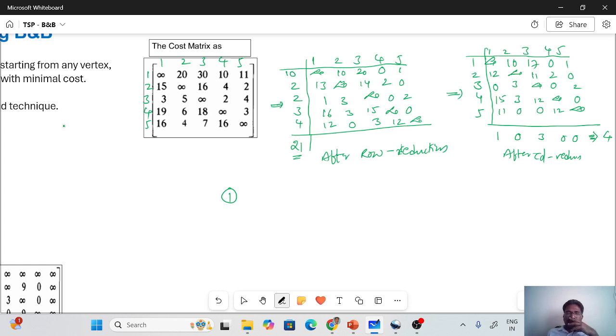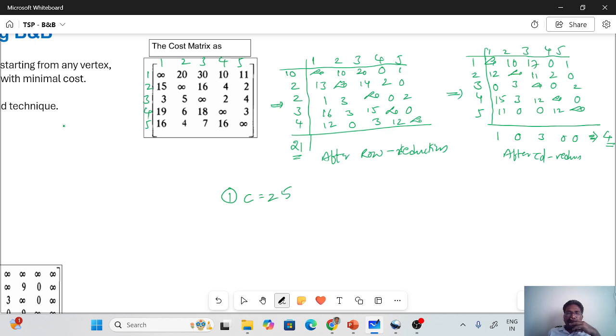And for node 1, what is the cost it has? The row reduction sum plus the column reduction sum. What is the row reduction sum? 21. What is the column reduction sum? 4. 21 plus 4 is 25. So that is our first node cost.